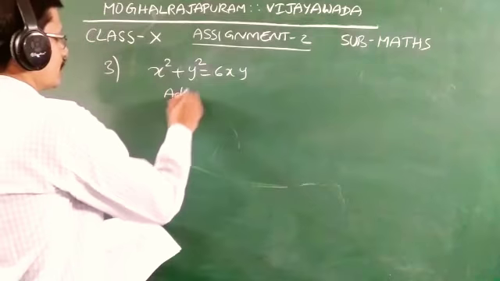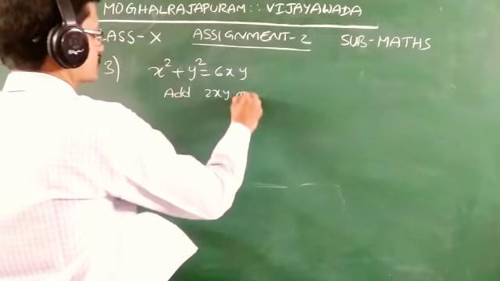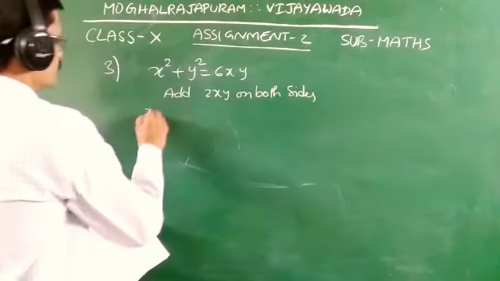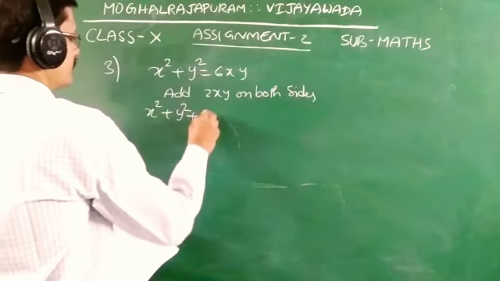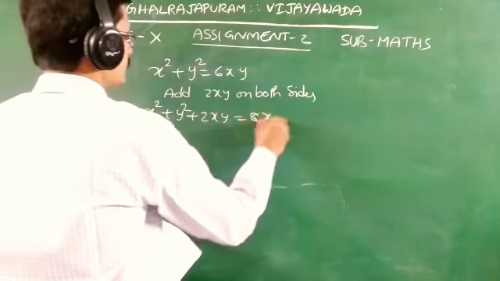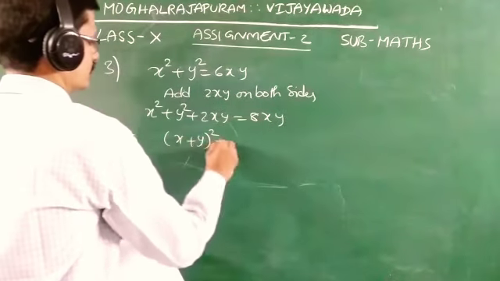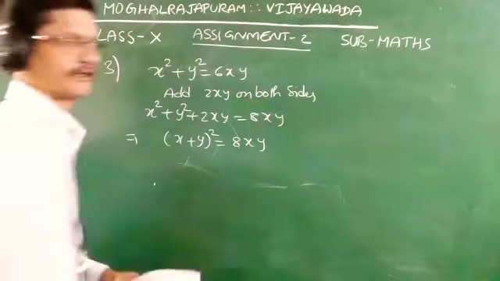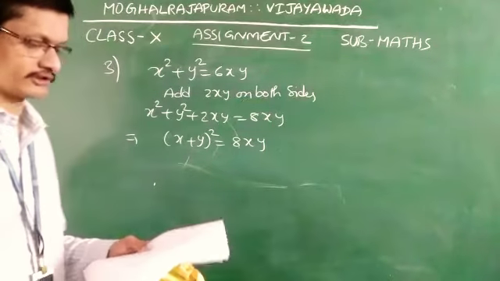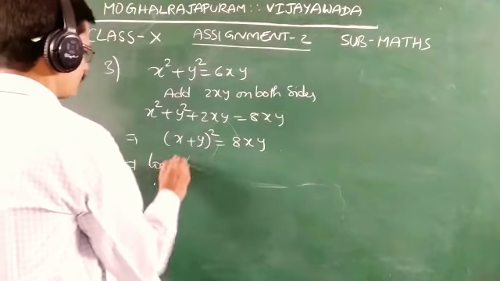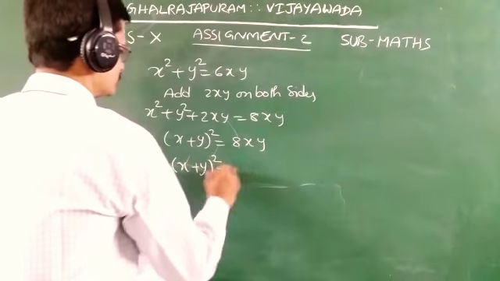Add 2xy on both sides. So x square plus y square plus 2xy is equal to 8xy. Now this is (x plus y) whole square is equal to 8xy. Apply logarithm on both sides.